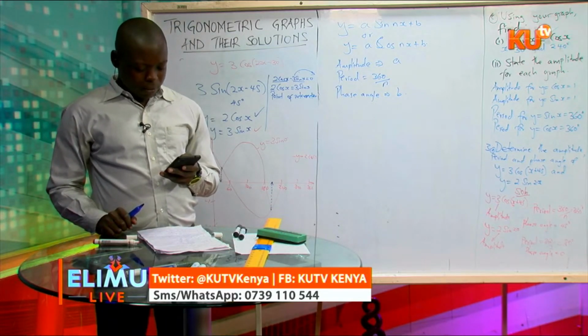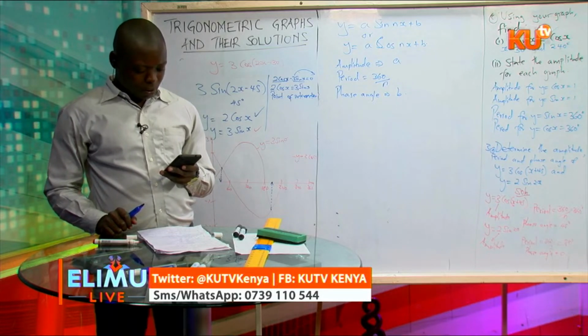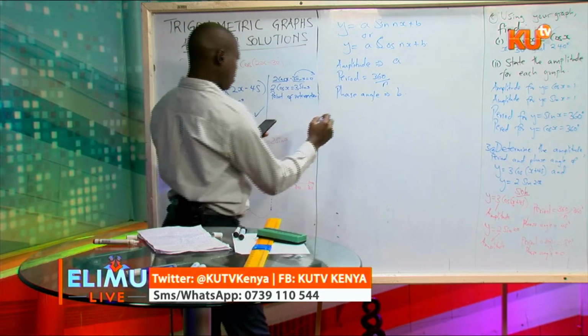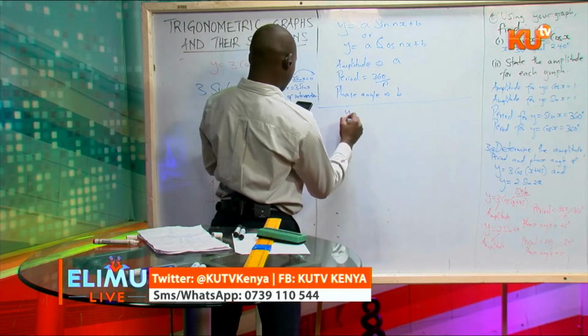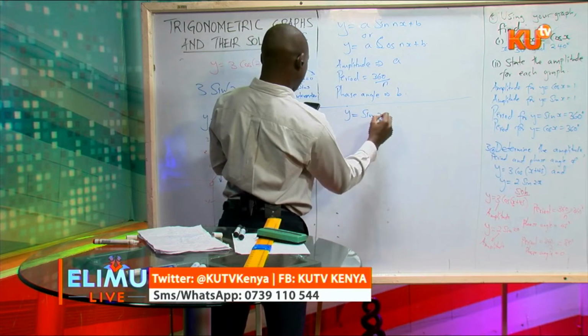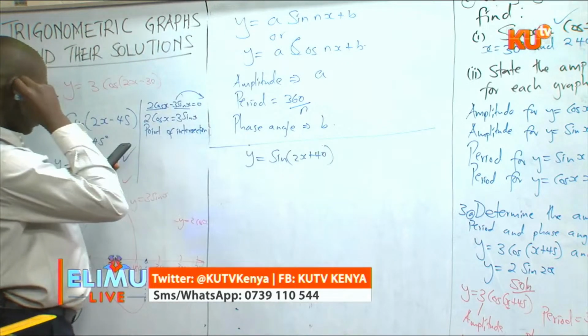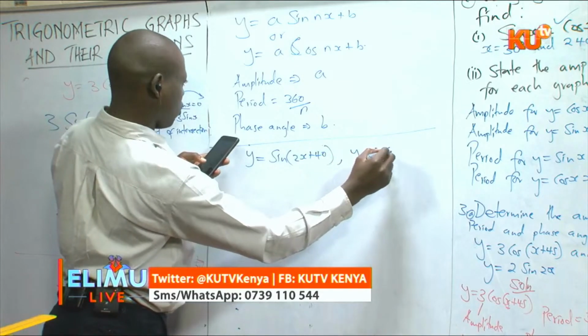Edwin from Nyamasaria Secondary, help me solve this. We have y is equal to sin(2x + 40), and y is 2 cos x.